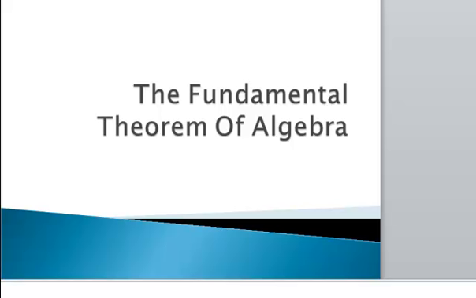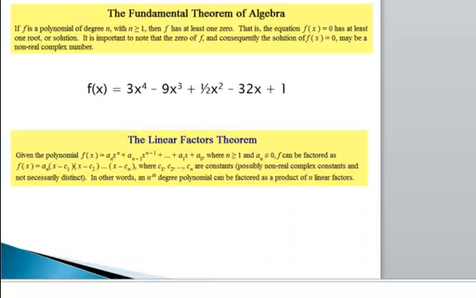The fundamental theorem of algebra. That sounds very important, doesn't it? The fundamental theorem of algebra: if f is a polynomial of degree n, with n greater than or equal to 1, then f has at least one zero. That is, the equation f of x equals 0 has at least one root or solution.